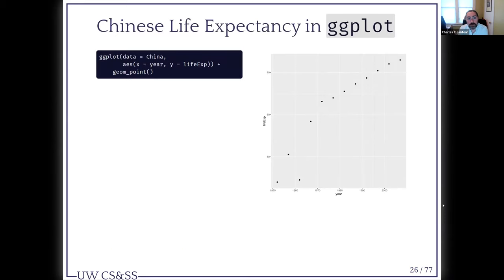So here's an example of basically the same plot of the China data in ggplot instead of in base R. This has a different syntax to it. I say here, we're going to make a ggplot. The data we're going to use to make this plot are the China data. Then I have a weird thing here, aes, x equals year, y equals life expectancy, plus geom_point. Without knowing anything about ggplot, you could probably figure out x equals year and y equals life expectancy are putting year on the x-axis and life expectancy on the y-axis.